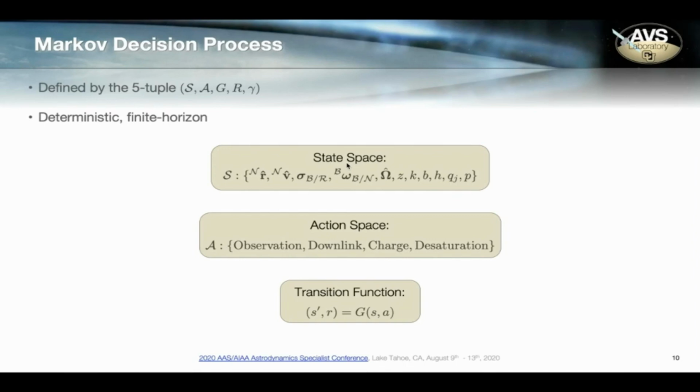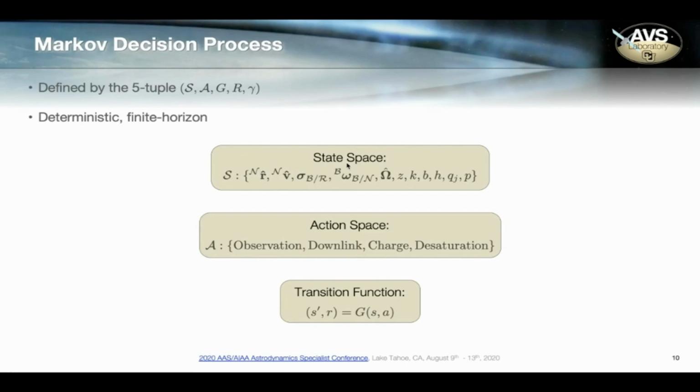Z represents the percent charge in the battery. K is an eclipse indicator that can either be 0 or 1. D also is a percentage. B is also a percentage. It's a percent fill in the data buffer. H is the data downlinked in the planning horizon. Q sub j represents the access to each ground station. So there are 7. And P represents the percentage through the planning horizon that the agent has currently made it through.